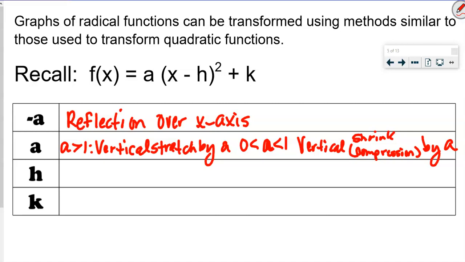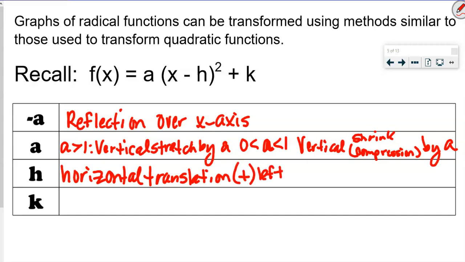Now, h, if you remember, h is a horizontal translation. So this is a horizontal translation. That means it's moving left or right. Okay, so I'm going to write horizontal translation. And I'm going to say if it's positive, it's going to move left.